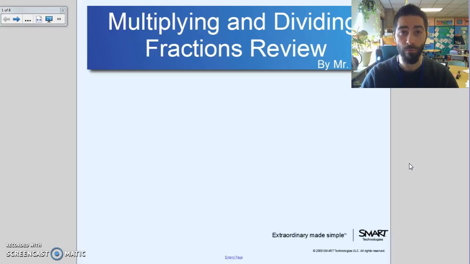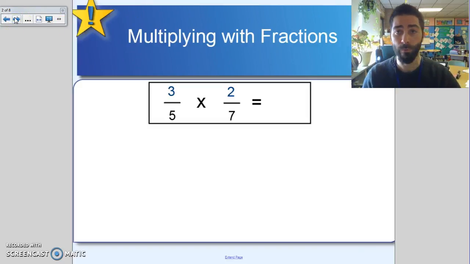So everything that I go over, make sure you just follow along and just listen to the video and then complete the independent practice at the very end. So I'm just going to model things for you, so follow along and listen. Here we go. Starting off with multiplying fractions.